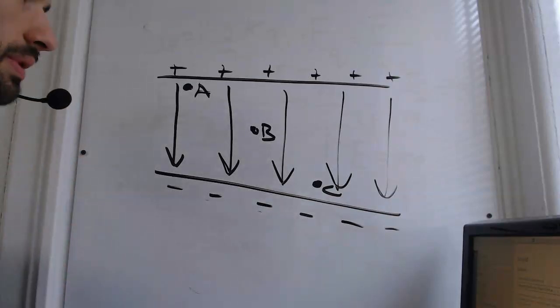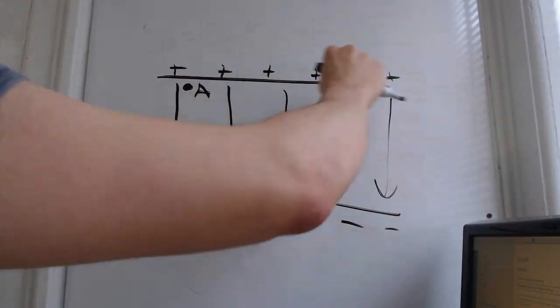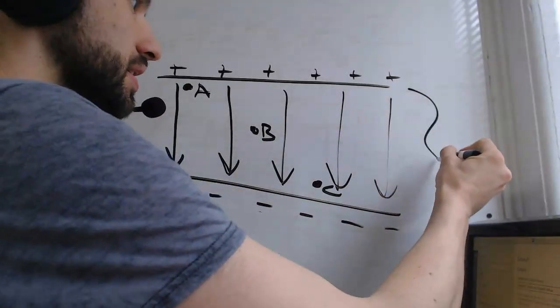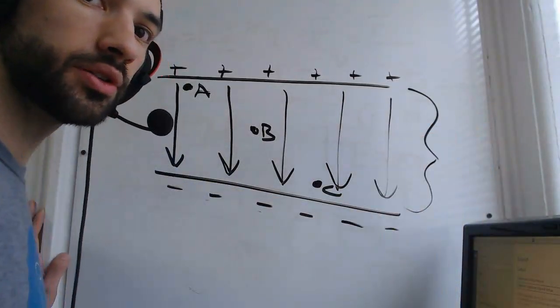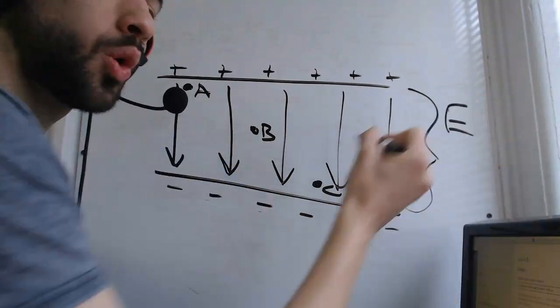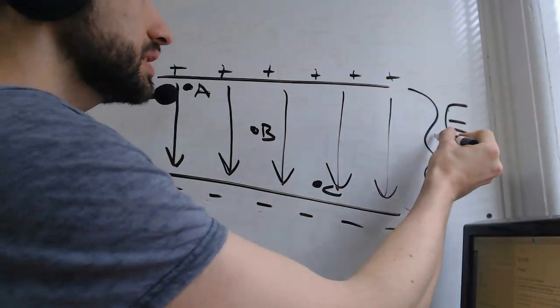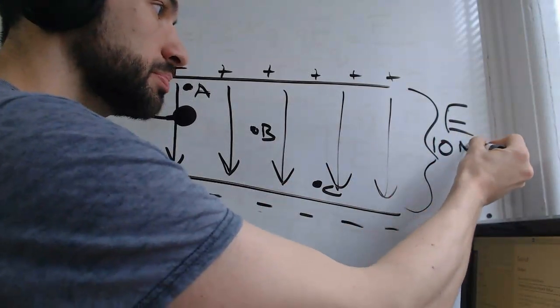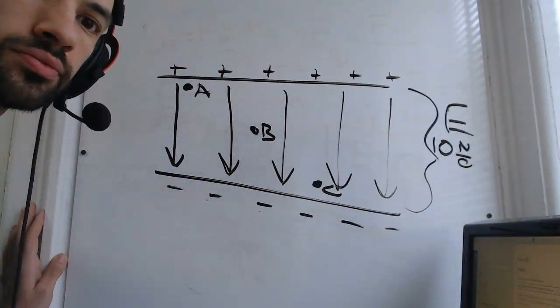Let's pretend for a minute that I put all these charges up here. I put all these charges down here. And I decided to create an electric field with a strength of, let's use an easy number, 10 newtons per coulomb of charge.